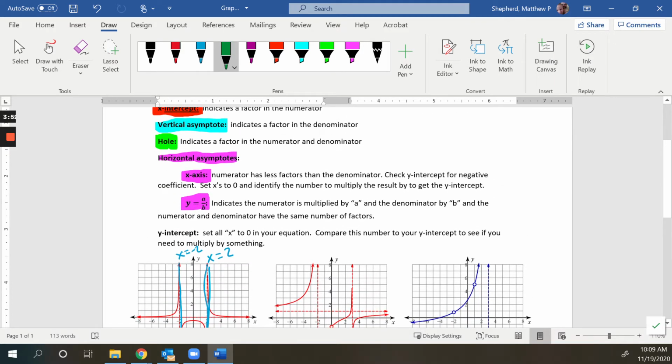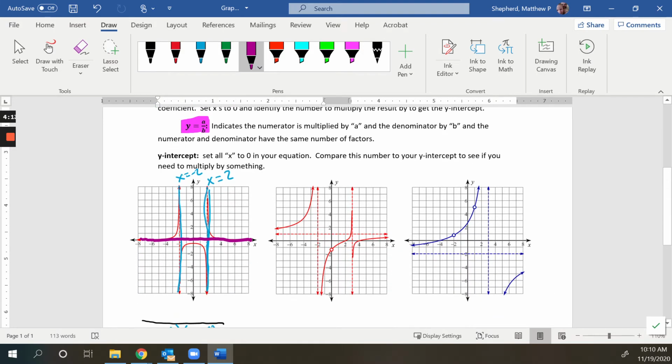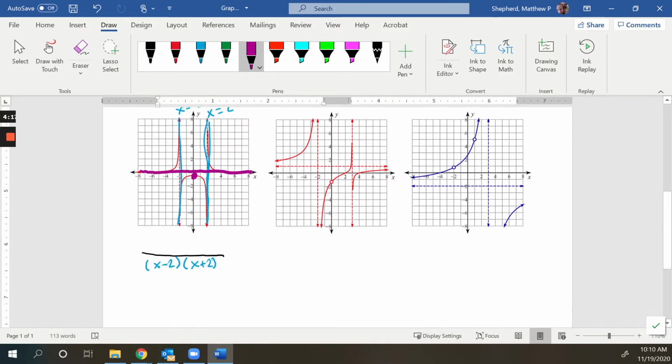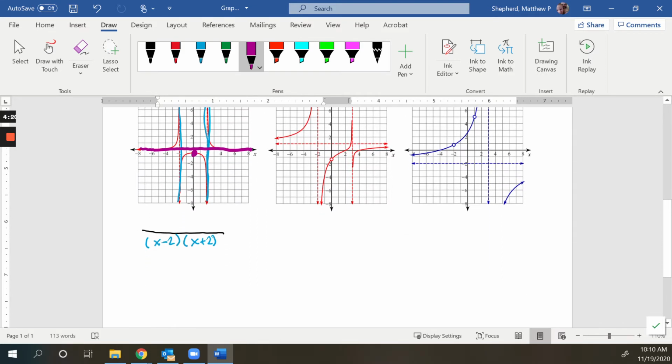Next, we look at horizontal asymptotes. We do have a horizontal asymptote, and it is there on the x-axis. So because it's on the x-axis, we're going to check what our tentative y-intercept is and see what we need to multiply by. Now this does have a y-intercept. Notice it's about at 1/2, so that's what we're going to estimate it at. Notice we also don't have anything in our numerator yet, so I'm just going to put a placeholder there.